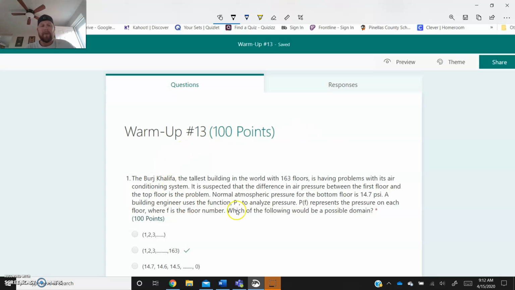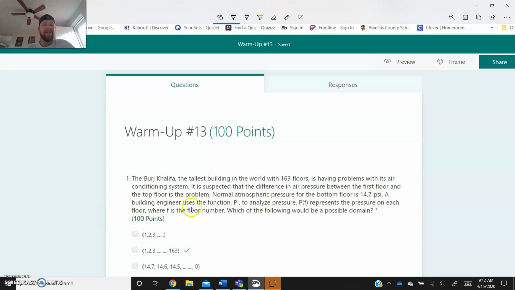All right, let's go ahead and work through this problem. Not even going to read that, I'm definitely going to mess it up. Anyways, the tallest building in the world with 163 floors is having problems with its AC. You would think if they could afford to build the tallest building, they could afford to put a high quality AC unit in. It is suspected that the difference in air pressure between the first floor and the top floor is the problem. The normal pressure for the bottom floor is 14.7 psi.